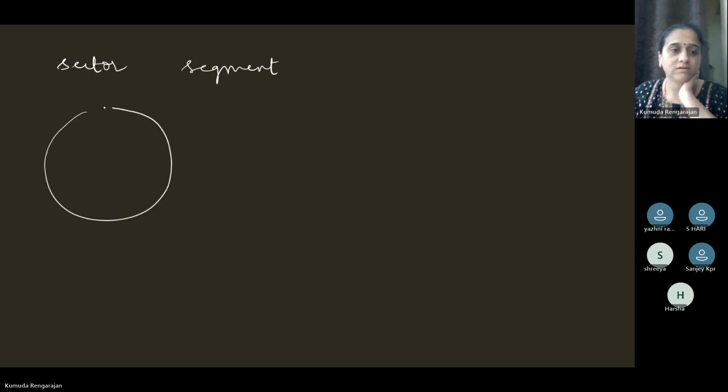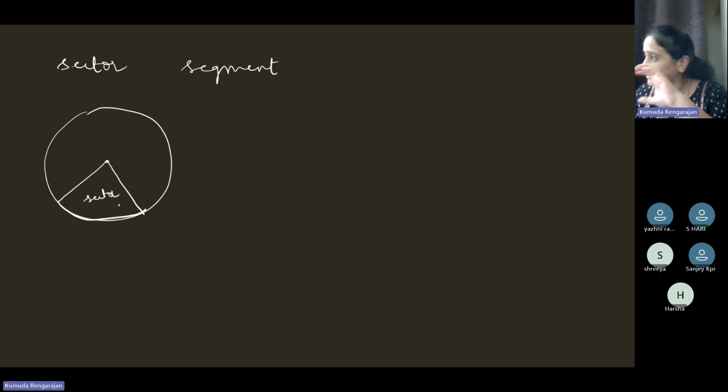I think for now sector is enough, but I'll also tell you what a segment is. Sector and segment. Now, circle, center, radius, arc. A region of the circle bounded by two radii and one arc is called a sector. A sector is a region of the circle bounded by two radii and one arc. Radii, arc. This is a sector.